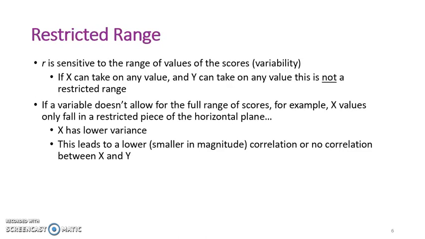The size of the variability of variables can have an effect on the size of the correlation. If your variables can take on any value, x and y do not have a restricted range. But some conditions don't allow for the full range of scores. If a variable doesn't have the full range of scores, for example, if x values only fall on a restricted range of potential scores, then x would have a lower variance, and this would lead to a lower correlation or no correlation between x and y.